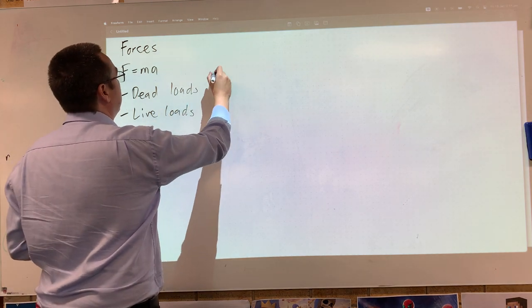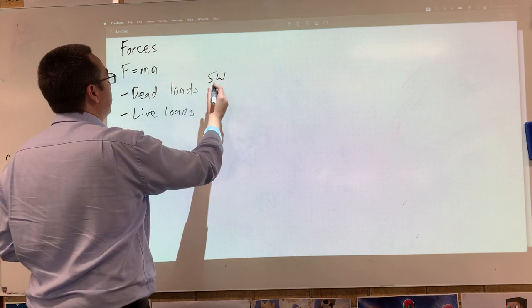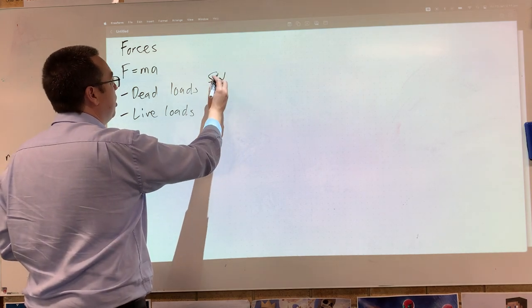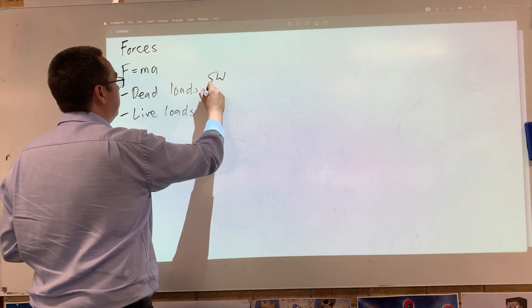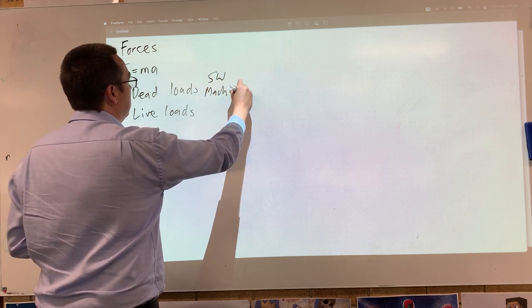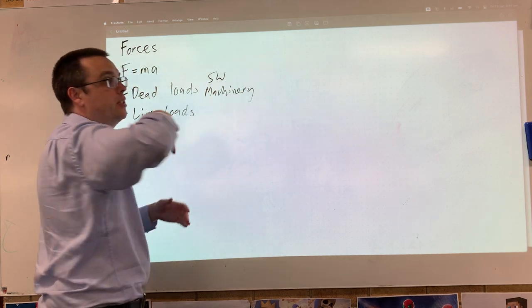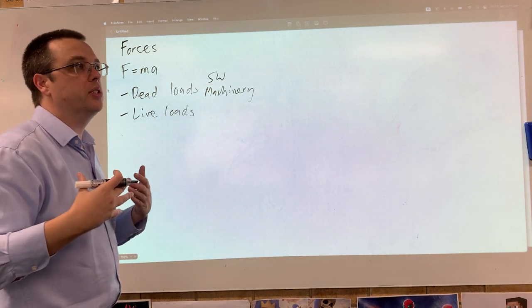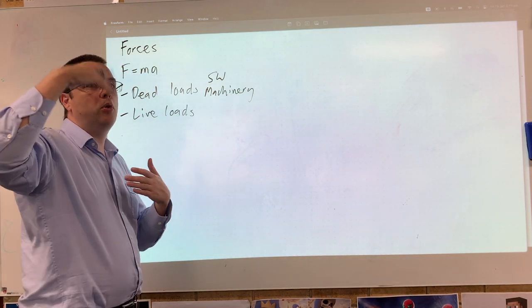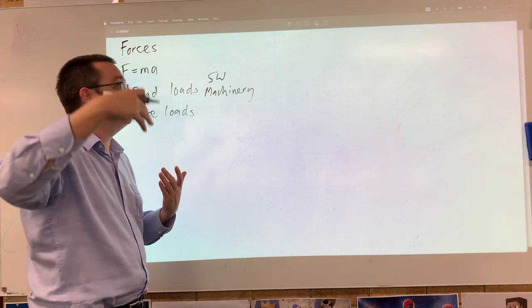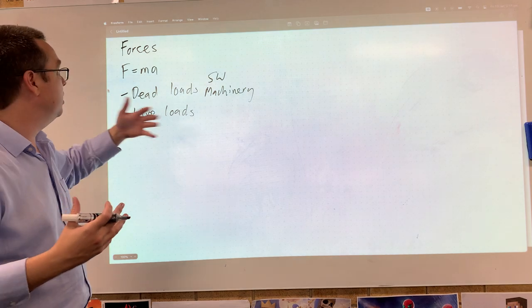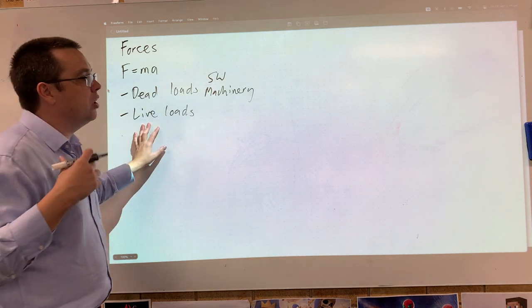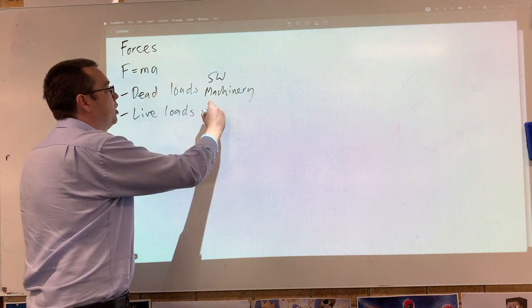So mainly we talk about the self-weight of the object. We can have things like the furniture that's being applied or machinery. We can have the objects that are above it. So for instance, if we have multiple floors of a house on top, we have to include that. Those loads are not moving, so we call them dead loads. Then we have live loads. Live loads allow for things like furniture.